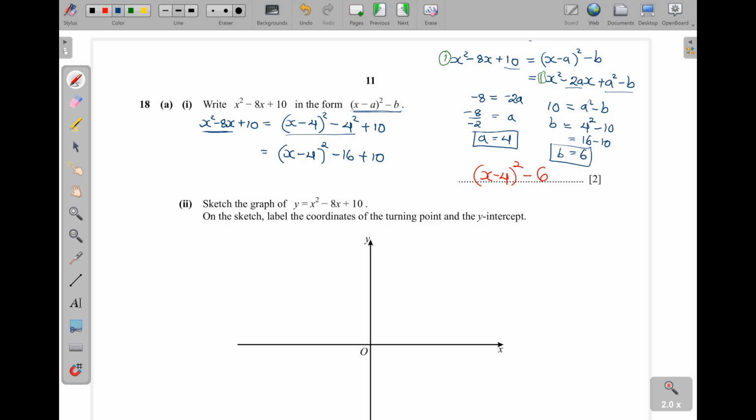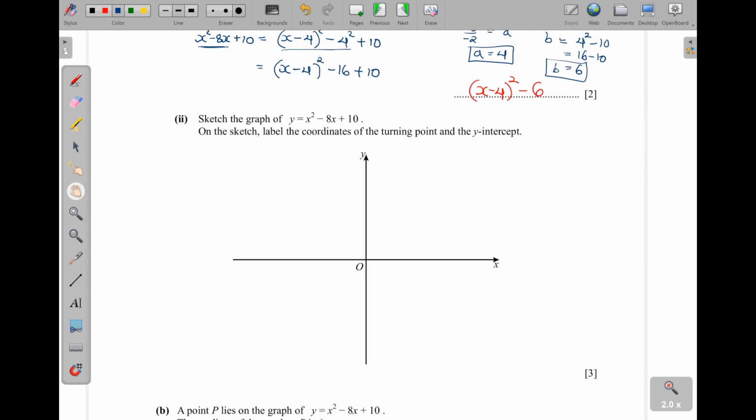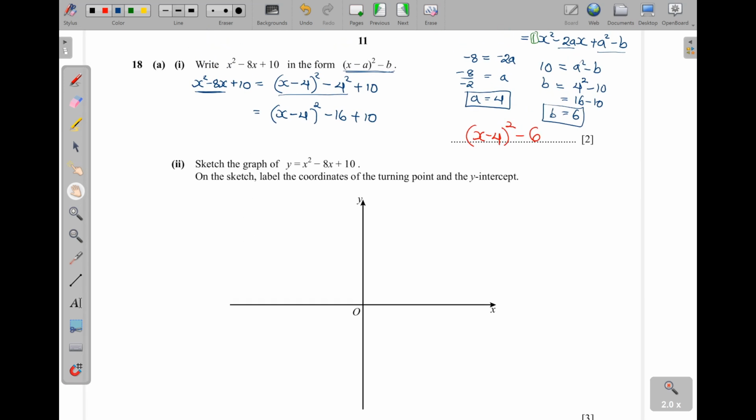So that is that. Next, sketch the graph of y is equal to x squared minus 8x plus 10. On the sketch, label the coordinates of the turning point. Now, for turning points, dy dx is equal to 0. You can use differentiation, but if the first part they have given you is to express this in the completed square format, you don't have to waste time.